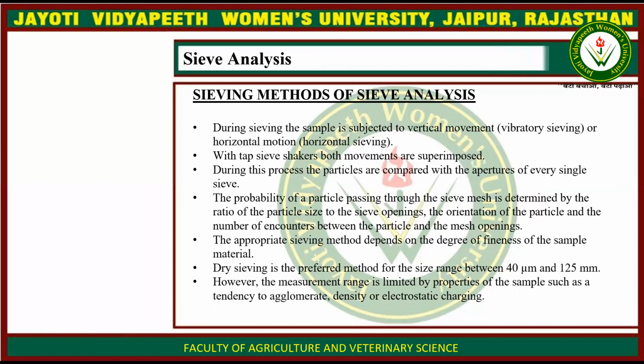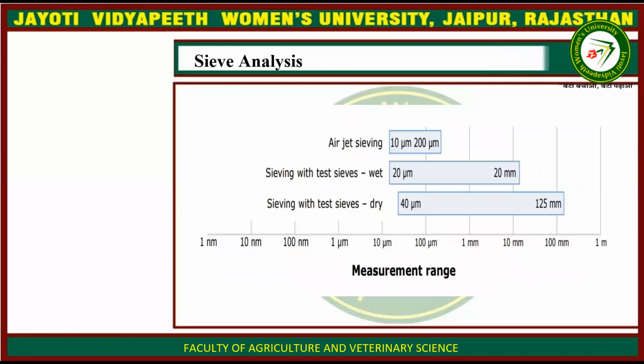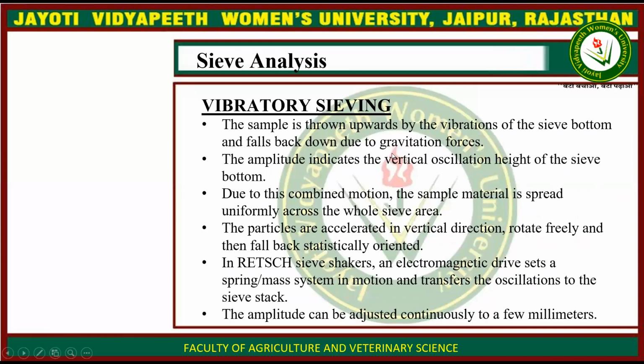The appropriate sieving method depends on the degree of fineness of the sample material. Dry sieving is the preferred method for the size range between 40 micrometers and 125 millimeters. However, the measurement range is limited by properties of the sample such as tendency to agglomerate, density, or electrostatic charging. This is the measurement range in which sieving with test sieves dry ranges from 40 micrometers to 125 mm. Sieving with test sieves wet, that is 20 micrometers to 20 mm, and air jet sieving having the measurement range 10 micrometers to 200 micrometers.